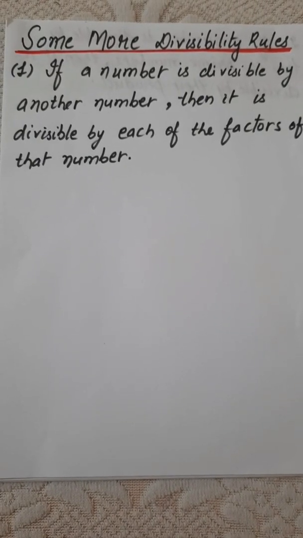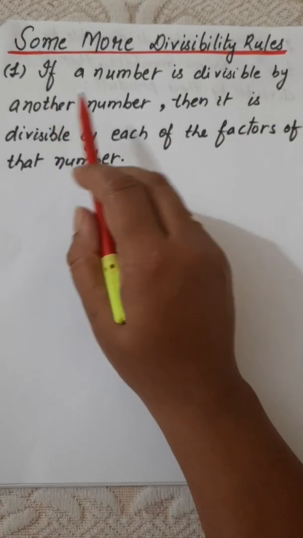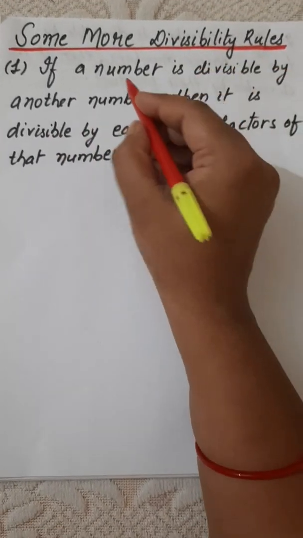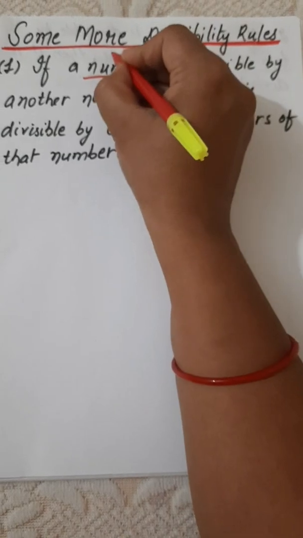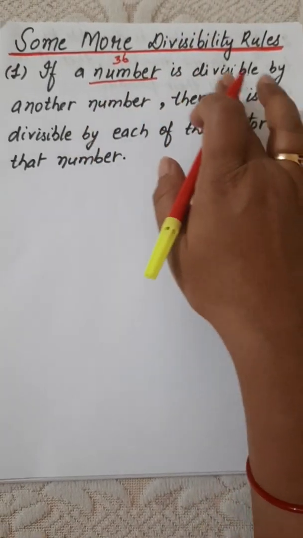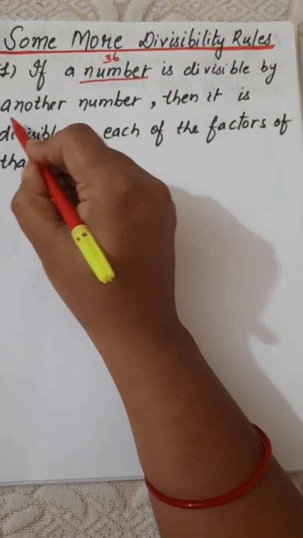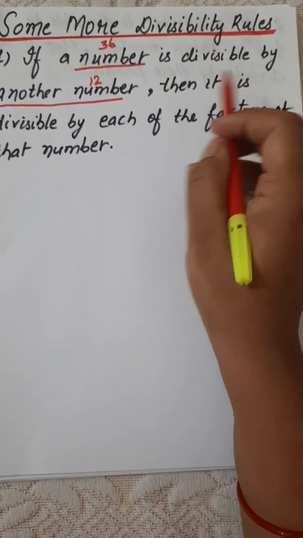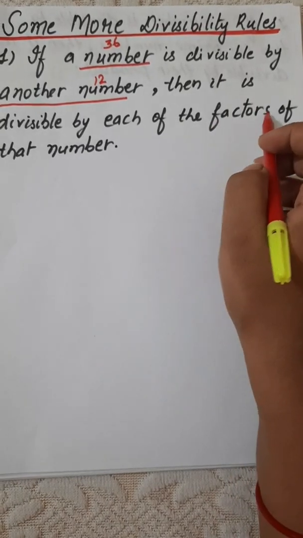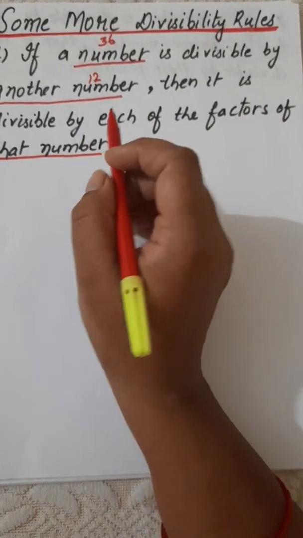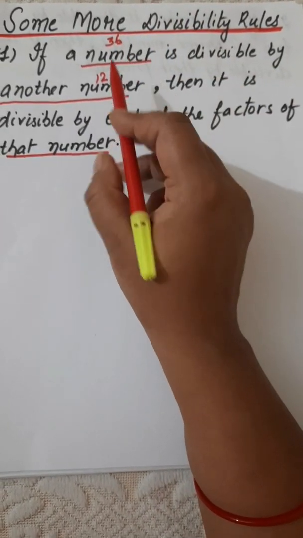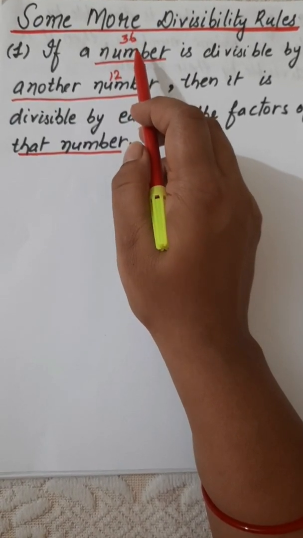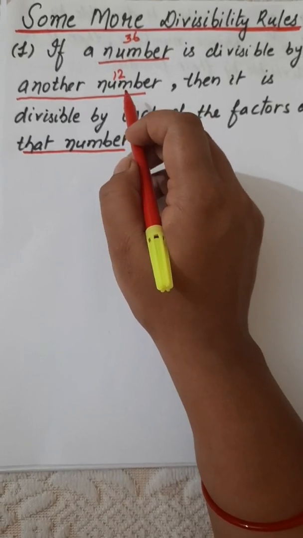Now here we have the first point, that is, if a number is divisible by another number. Let's take a number 36. If a number is divisible by another number, let the other number be 12, then it is divisible by each of the factors of that number. It means if 36 is divisible by 12, then 36 is also divisible by the factors of 12.